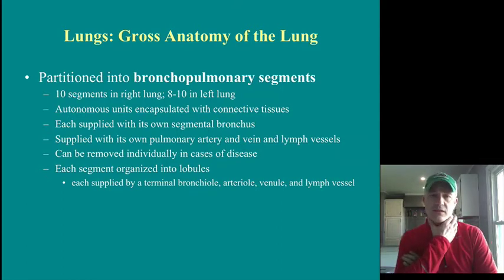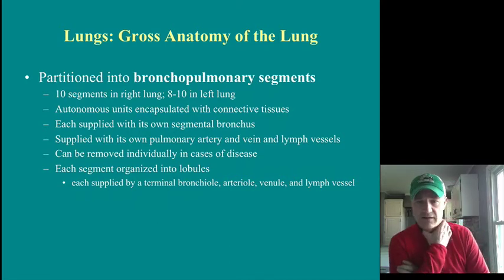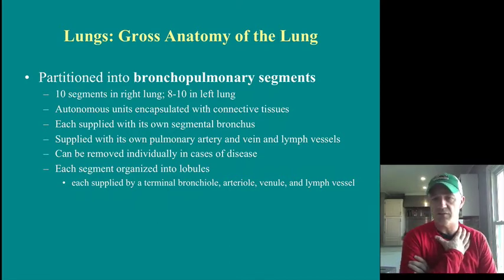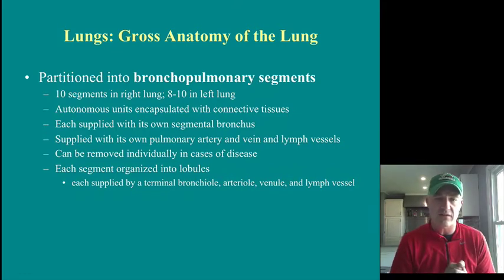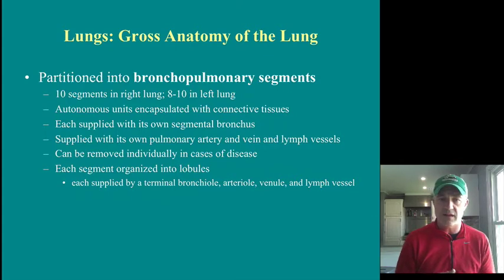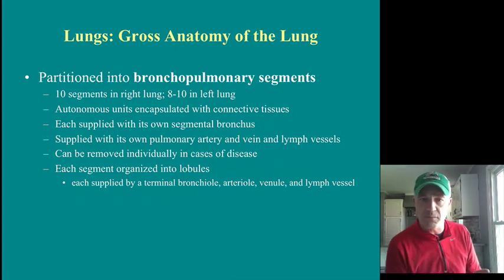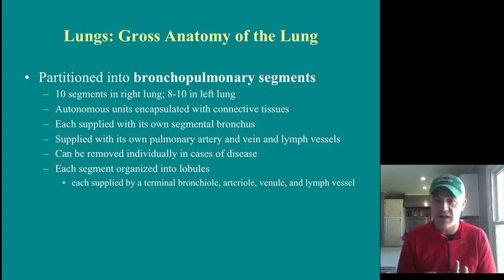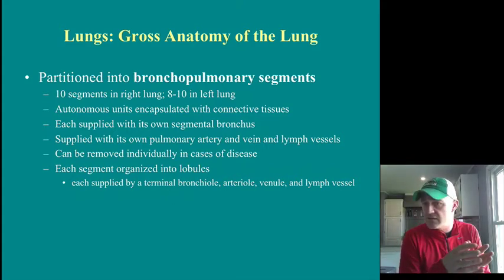What we're going to see is that the lungs are partitioned into 10 different segments, and a little bit less than that in the left lung. Each of these is supplied by its own segmental bronchus. Again, we have good blood supply in terms of arteries and lymphatic vessels going into these areas as well. The way this is set up, if something was damaged in one of them, it doesn't inhibit the whole rest of the lung from working.